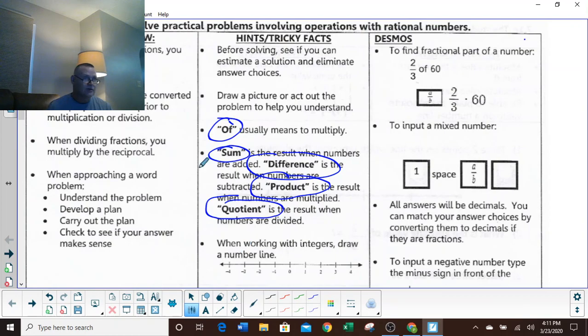Okay, look at some of this stuff up here, and then here's your Desmos. You can always pull up Desmos to do some of this math too, especially when you find fractional parts of a number, like that right there. Especially when you've got those stinking repeating decimals. Desmos seems to be really good with those too.